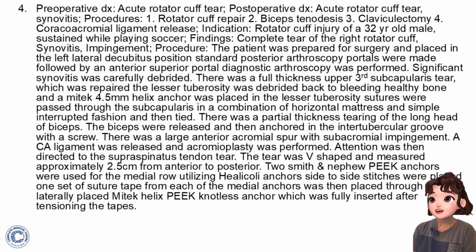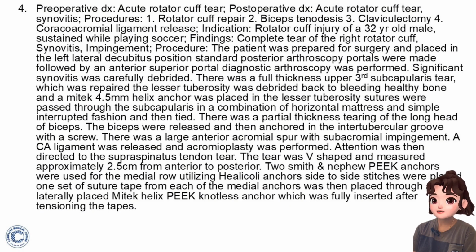There was a partial thickness tearing of the long head of biceps. The biceps was released and then anchored in the intertubercular groove with a screw. There was a large anterior acromial spur with subacromial impingement. A CA ligament was released and acromioplasty was performed. So, another procedure, acromioplasty.